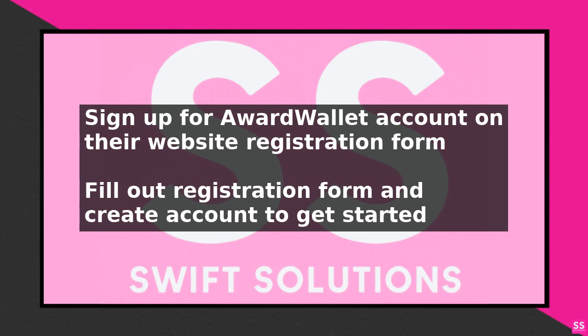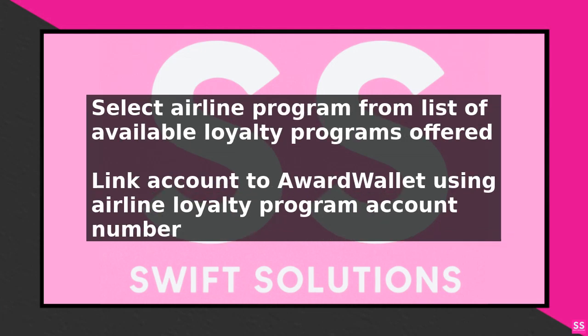form. Once you have created your account, log in and click on the Add Account button. Select the airline program you want to track from the list of available loyalty programs. You will need to provide your airline loyalty program account number and password to link your account to Awardwallet.